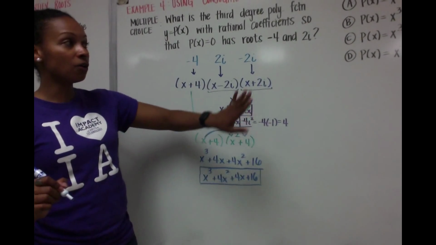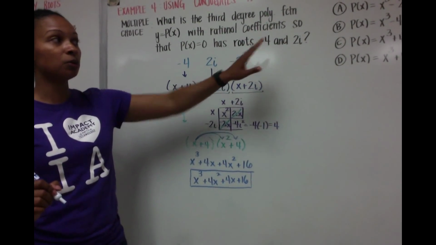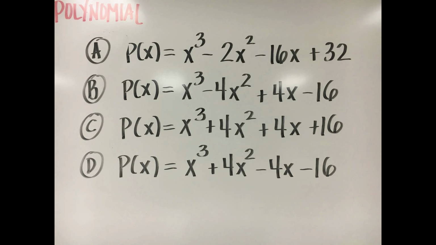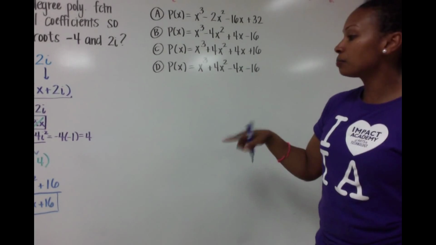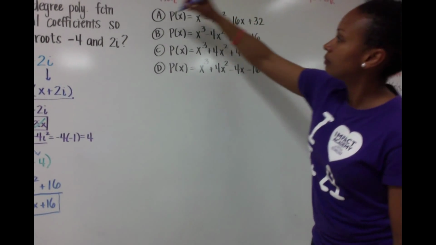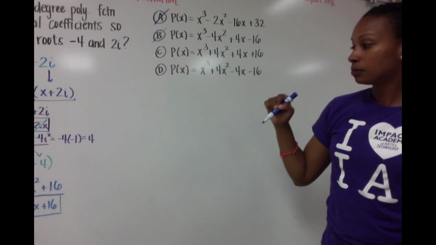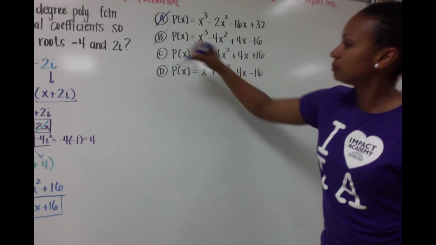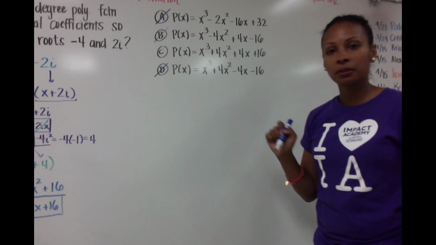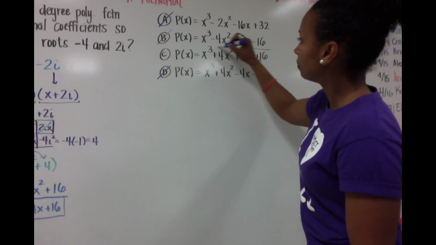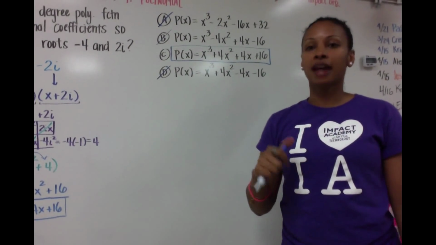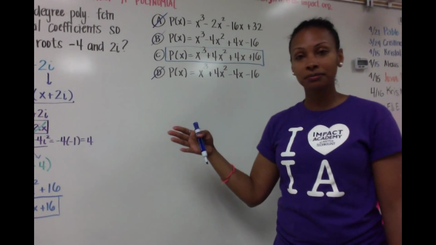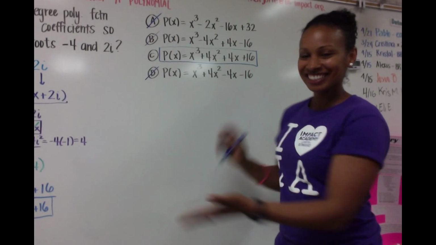Now we're going to look at our A, B, C, D options to see which one this matches. x cubed, they all work. Positive 4x squared, A's out, B's out. Plus 4x, D's out, so by process of elimination, C is what matches what we just came up with. And that is how you use conjugates to construct a polynomial equation. Okay, now go practice.